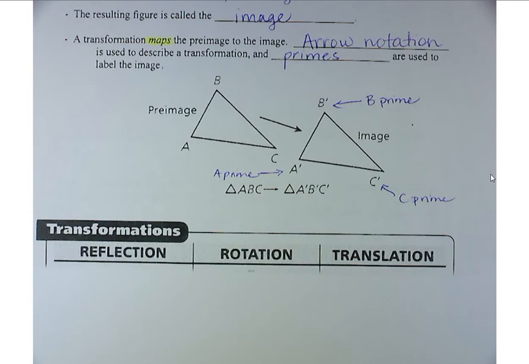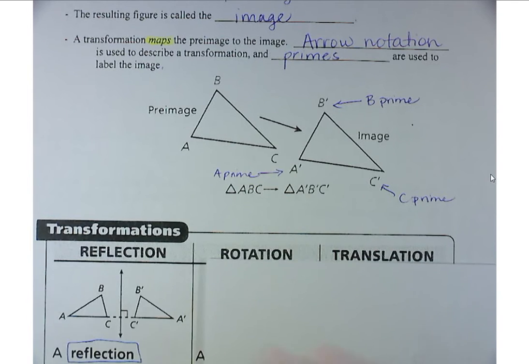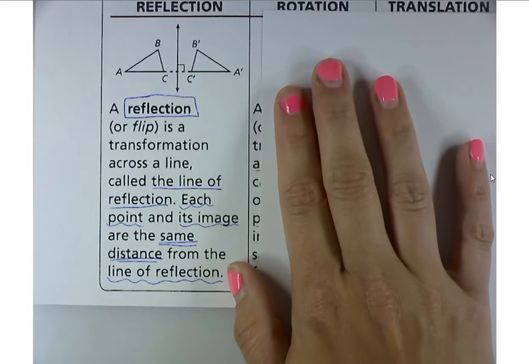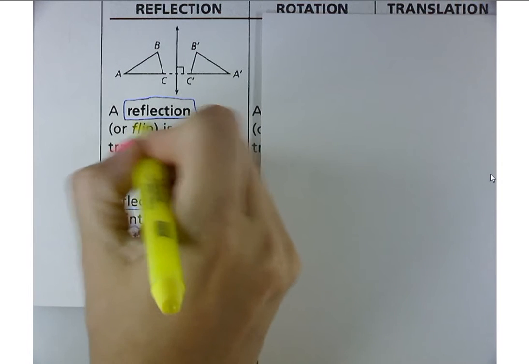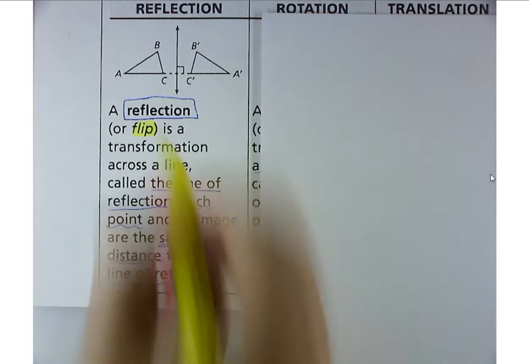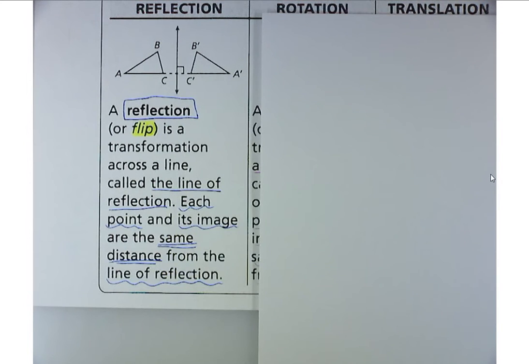Now we're going to talk about what types of transformations we are going to see today. So the first one is a reflection. A common word for a reflection is a what? A flip. Okay, so a reflection or a flip is going to be a transformation across a line. Whatever that line is called the line of reflection.